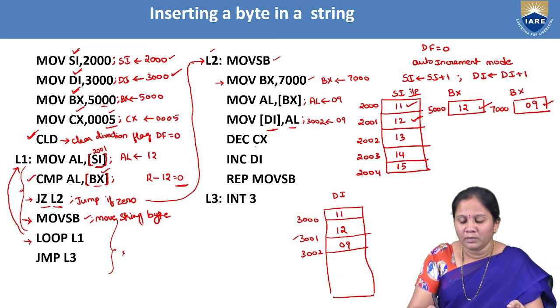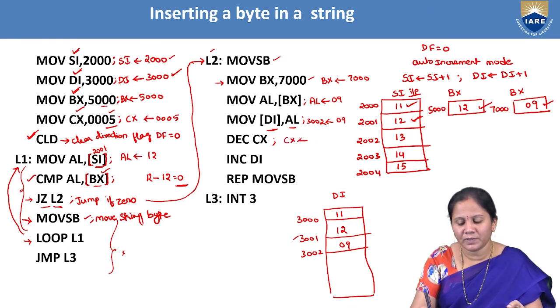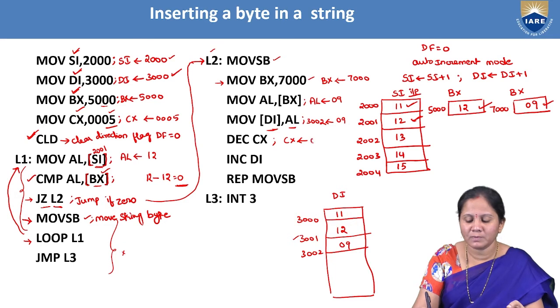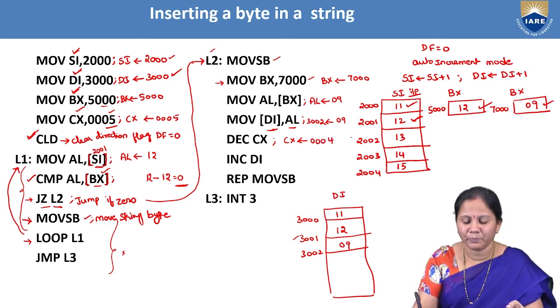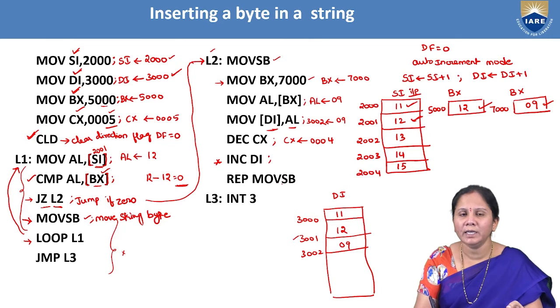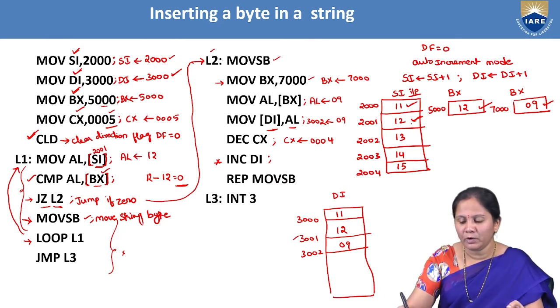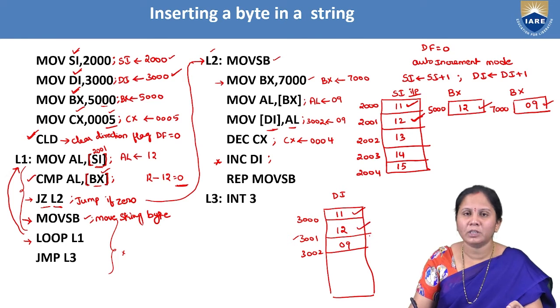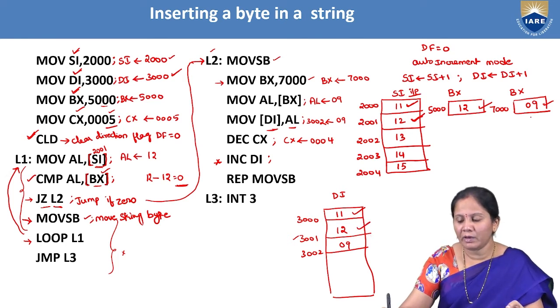Okay. Now decrement CX. So the value of CX will be decremented by 1. If it is decremented by 1 from 5, it becomes 0004. And next is increment DI. We will write only the increment DI instruction, we will not write increment SI. Why? Because from 2000 the value has been moved into 3000 location, from 2001 the value has been moved into 3001 location. After this we have inserted a new number 09.